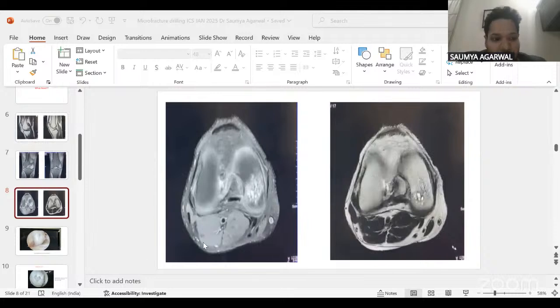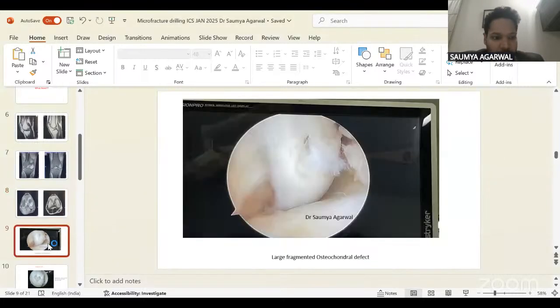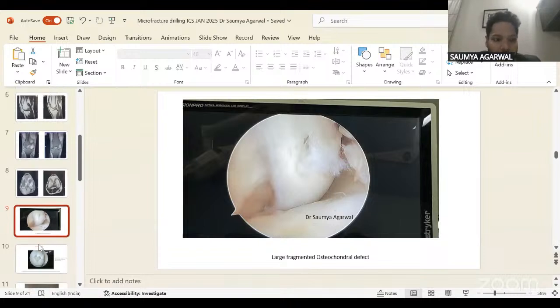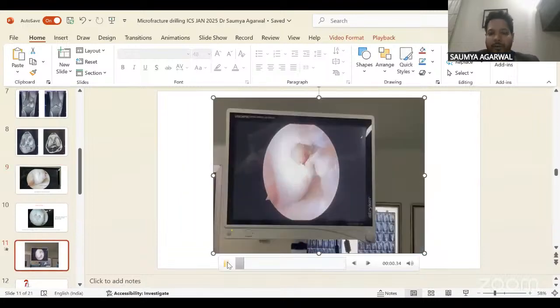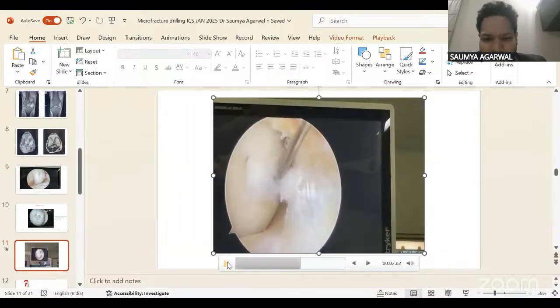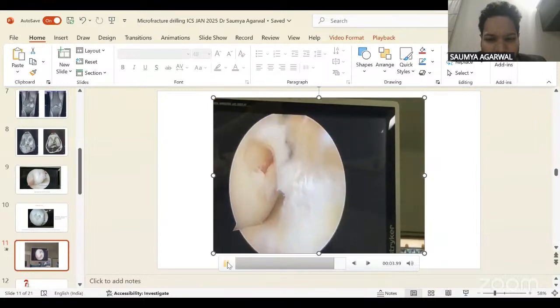So I would like to share the inside arthroscopy picture with you, and then I would like to ask the panel what can be the options for this lesion. So this is the arthroscopy picture, and there's a flap over the medial femoral condyle, and there's a video I would like to play. Is this video visible? Yes, we can see the video.